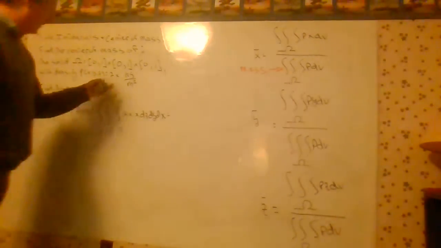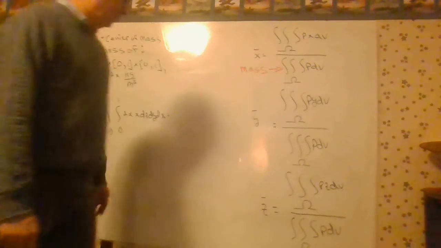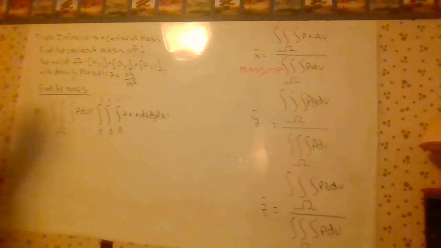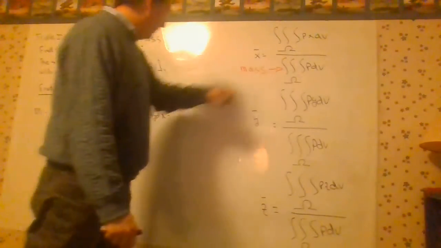We're going to start with x actually because there's an x here. We can predict what y and z are. That's pretty easy, but we'll start with x. Well, first of all, we're going to find the mass. Triple integral rho dV, that's just this integral right here.